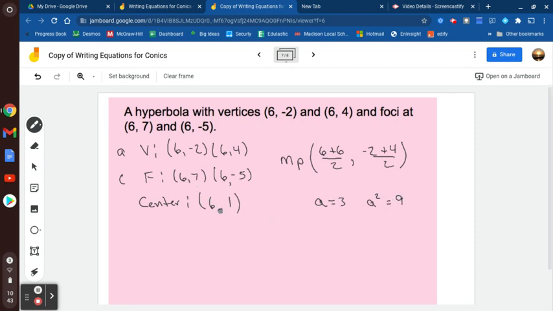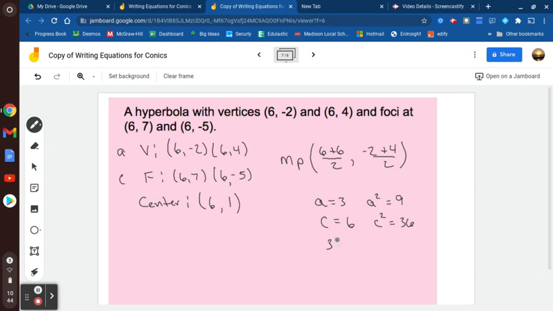I'm going to compare these two. So it looks like my C is 6. So C squared is 36. Are we okay with that? Yeah. Okay, I gotta find B squared.